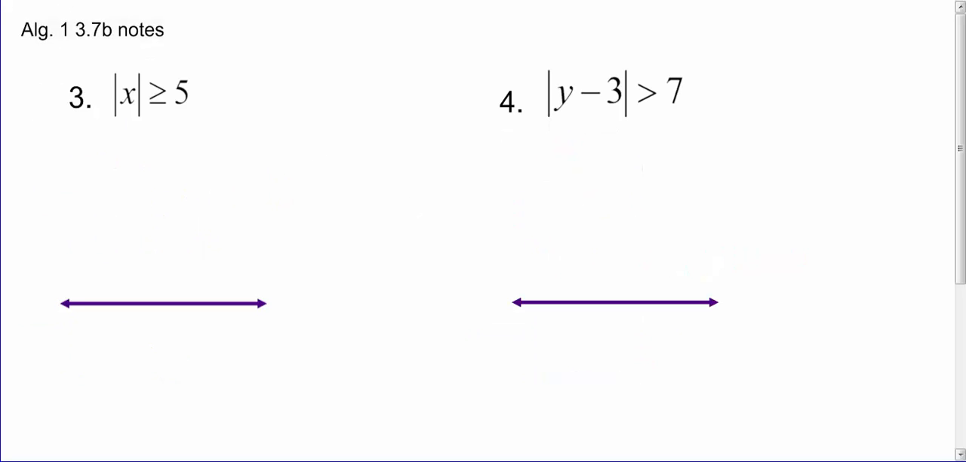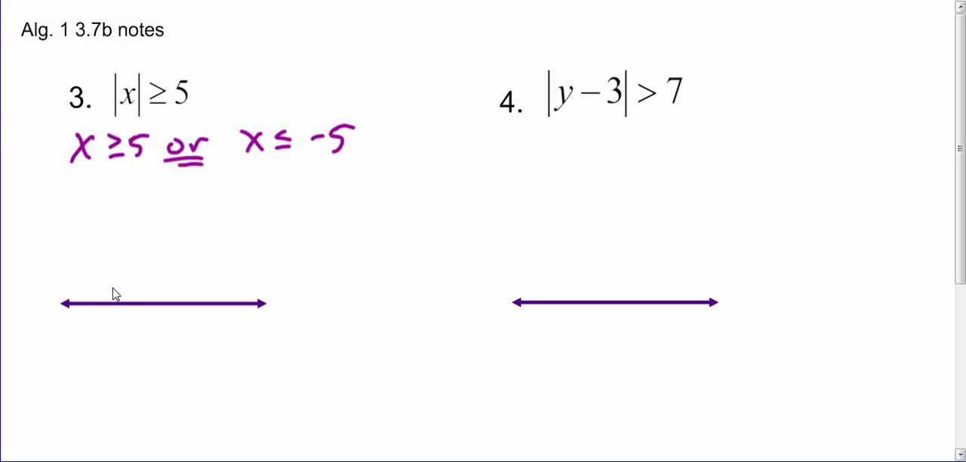Okay, let's look at the opposite direction situation. Here we have the absolute value of x is greater than or equal to 5. So I'm going to say x greater than or equal to 5 or x less than or equal to negative 5. Again, flip the inequality, switch the sign. If it was positive here, it's negative here. And the word or comes from greater.